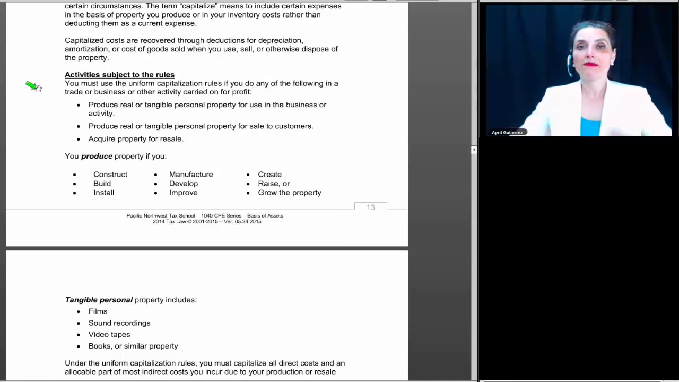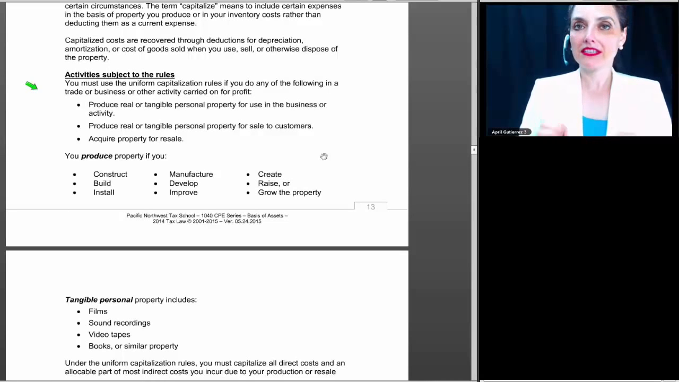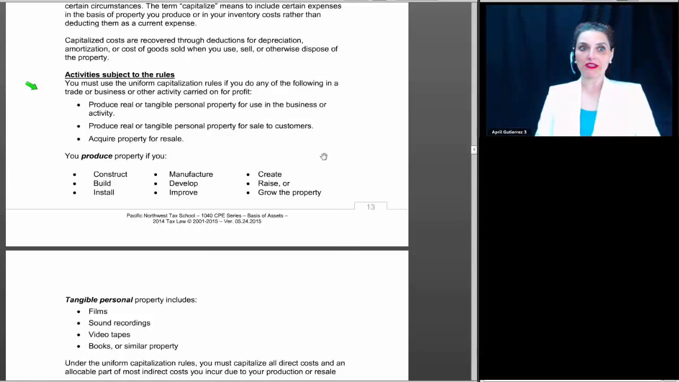And so you capitalize those costs into the item that you are manufacturing, and when that item is sold, you're going to claim deductions for that through cost of goods sold. In certain situations, you're going to capitalize costs for items that are used for income production, and then depreciation will also be allocated to overhead or to cost of goods sold. There are activities that are subject to these rules, and in particular, farmers have to be concerned with them.